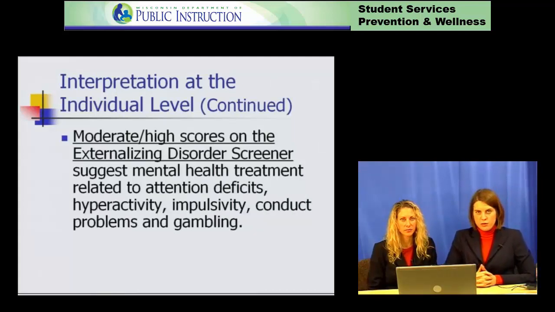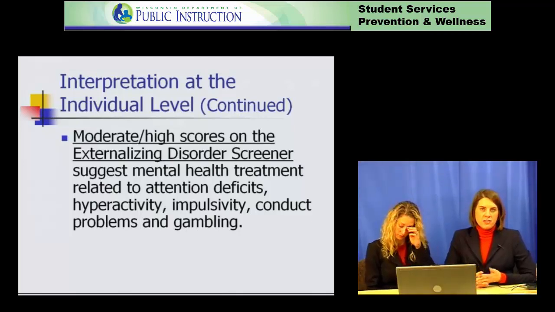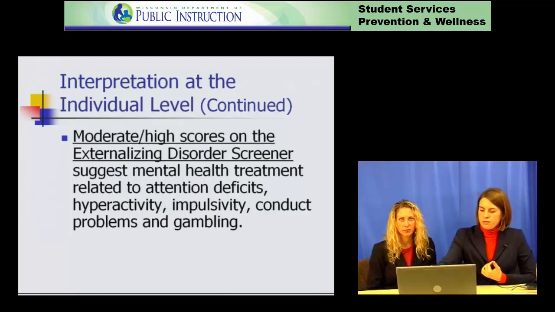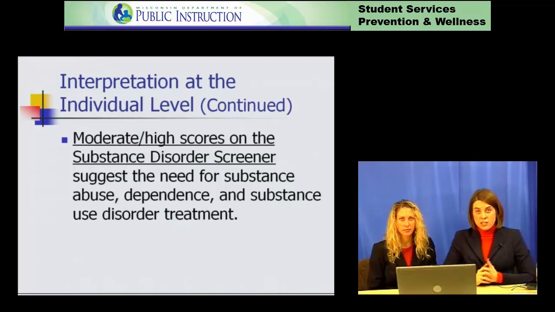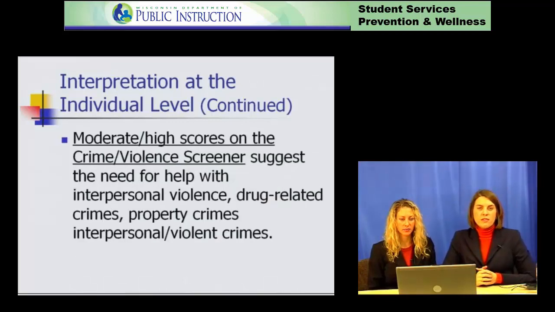For the externalizing disorder screener, a moderate or high score would suggest need for mental health treatment related to attention deficit or hyperactivity, conduct disorder, gambling, or other impulsivity issues. On the substance disorder screener, just like Heather mentioned, we're talking use, abuse, dependence here, and a moderate or high score indicates they do need some kind of further assistance in this area. For the crime and violence screener, this is looking for problems related to interpersonal violence, drug-related or violent crime, and possibly anger management issues along those lines.